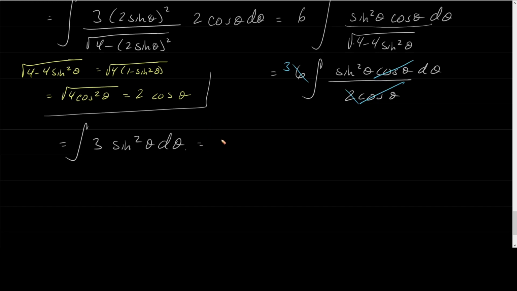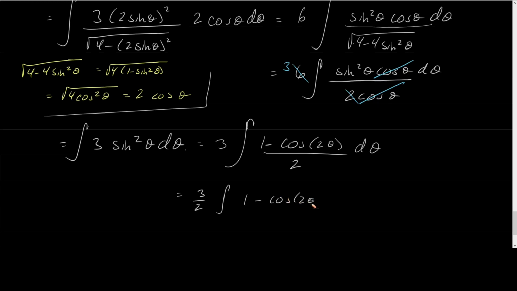The power reduction formula, and I still have this 3 out here. The power reduction formula gives us that this sine squared is really 1 minus cosine of 2 theta over 2 d theta. If we were working with cosine squared, then this would have been a plus. But with sine squared, it is a minus. And at that point, this over 2, I can take it to the outside. So I have 3 halves integral of 1 minus cosine of 2 theta d theta.